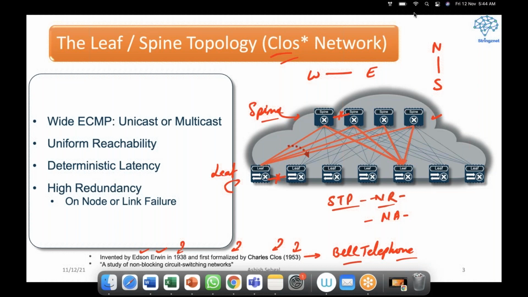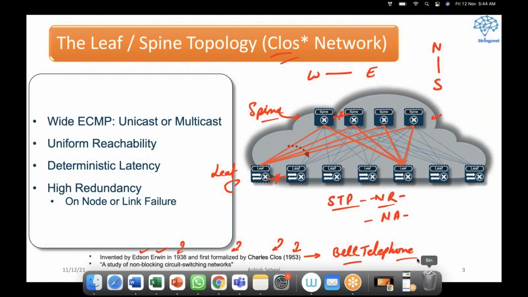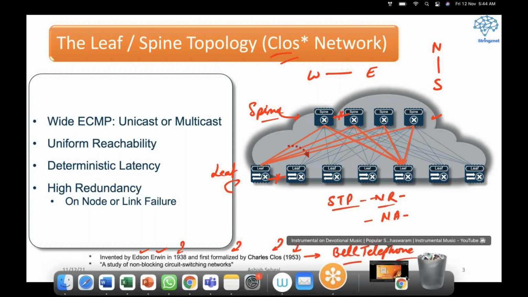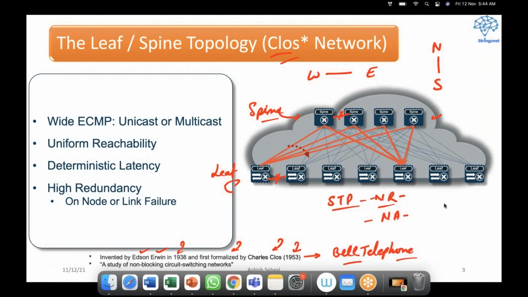So here, like in OTV, I think we don't have a concept of the STP, right? Because between the spine and leaf, we don't use the STP, and we have another concept like conversational forwarding or traditional forwarding, right? So here is the same conversational learning concept. Yeah, absolutely right, dear friend Akash.